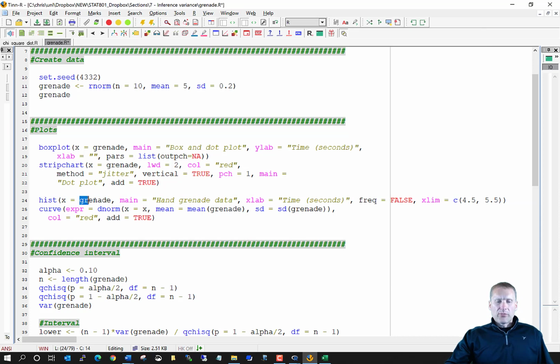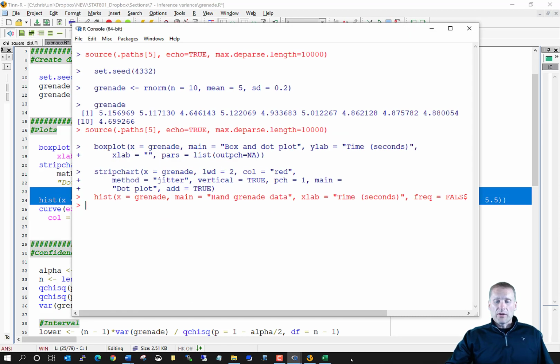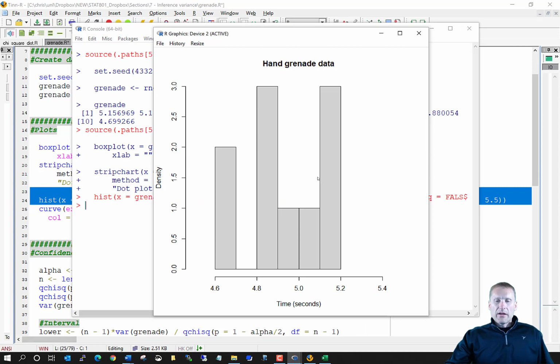So I'm going to plot the stuff that's in grenade, put a nice title on my plot, an x-axis label, and control the x-axis limits. And then I'm going to say freq equal false. What that tells R to do is to adjust my y-axis scale so it's not based upon frequencies, as you would normally for a histogram, but rather it's rescaled so that I can plot a normal distribution or any kind of distribution upon it. So here's my actual histogram.